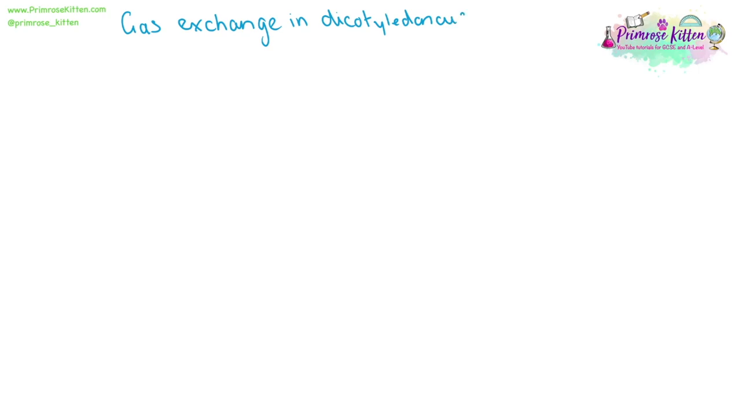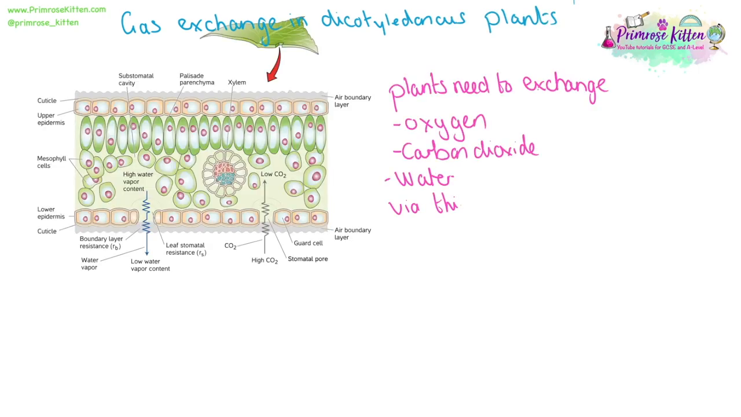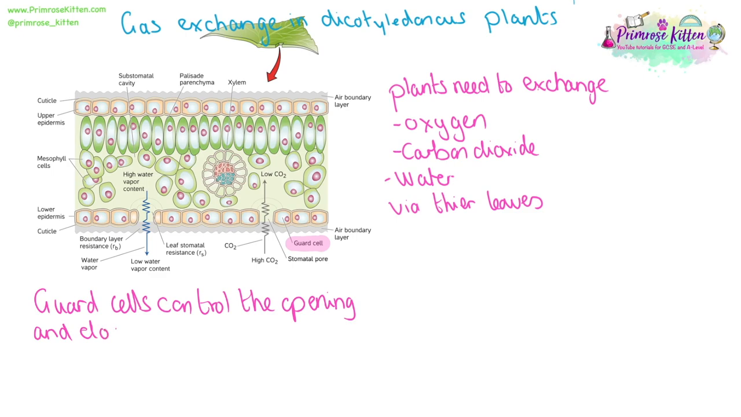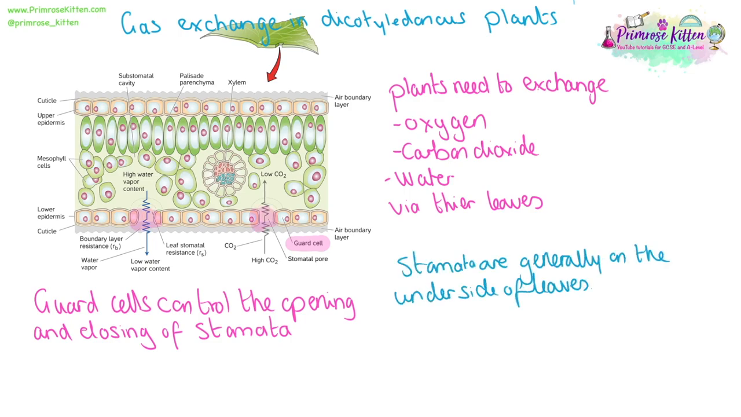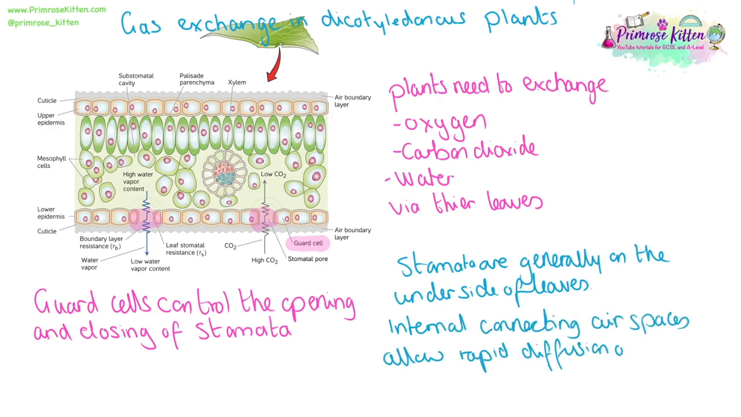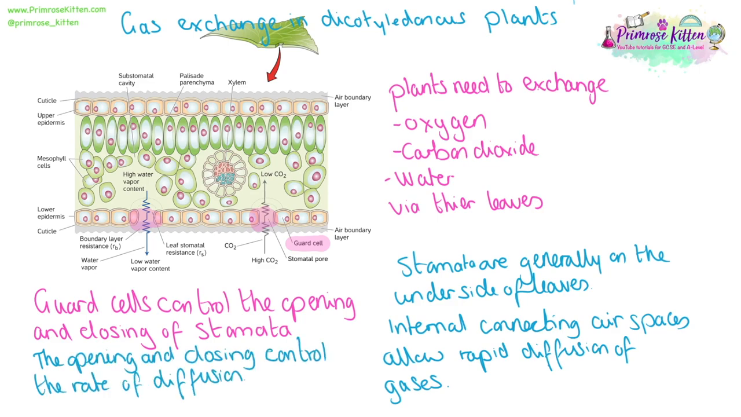Gas exchange in plants. Plants need to exchange oxygen, carbon dioxide, and water, and this all needs to be done via their leaves. Guard cells control the opening and the closing of stomata. Stomata are generally on the underside of leaves. There are internal connecting air spaces that will allow the rapid diffusion of gases. The opening and closing of these controls the rate of diffusion.